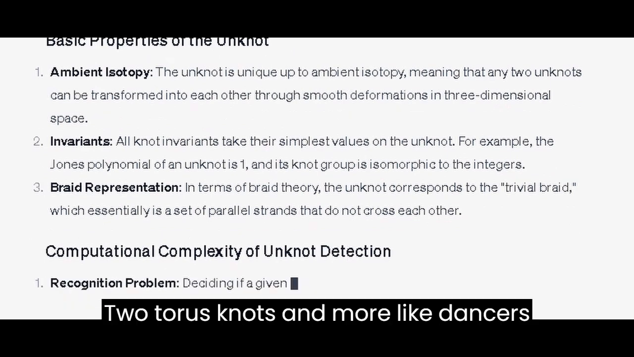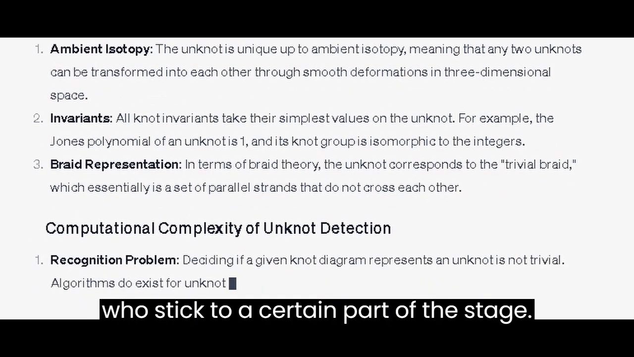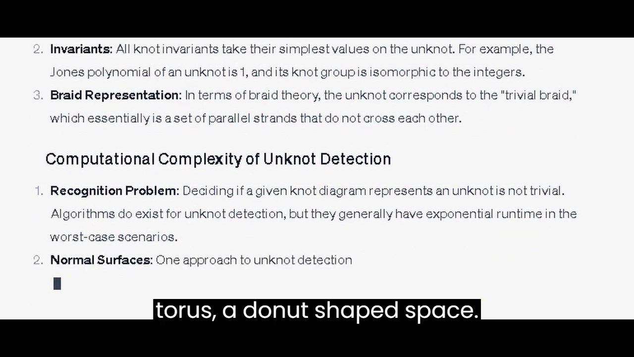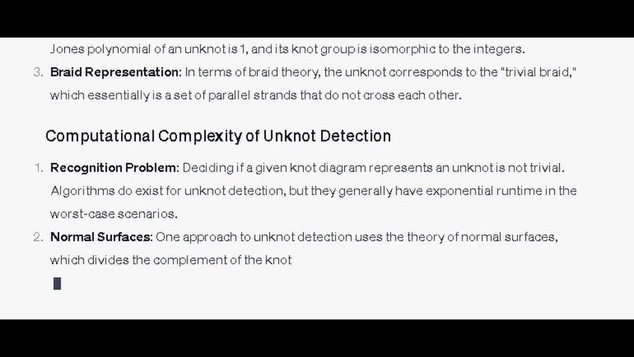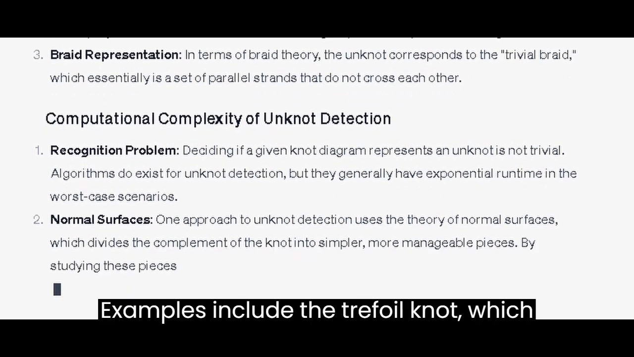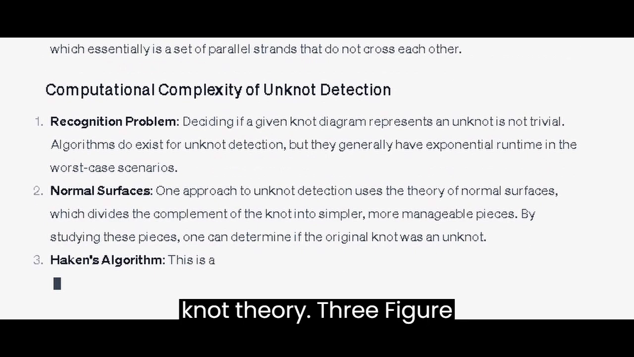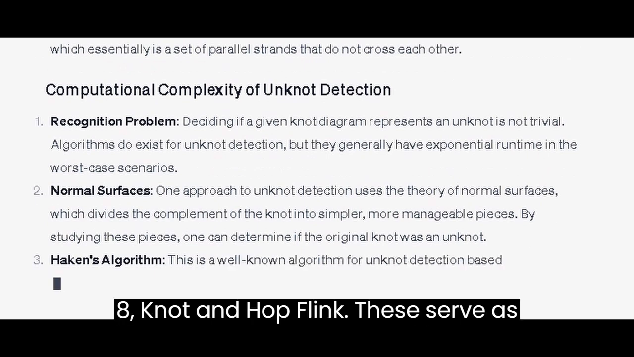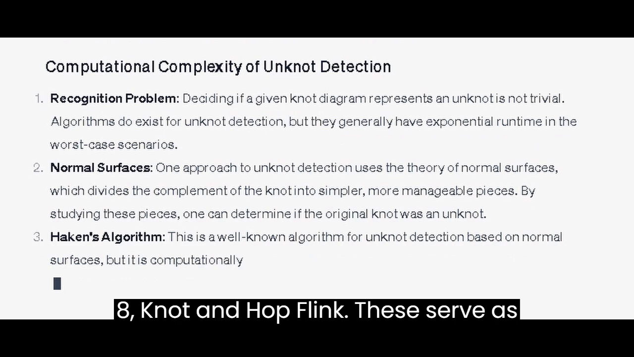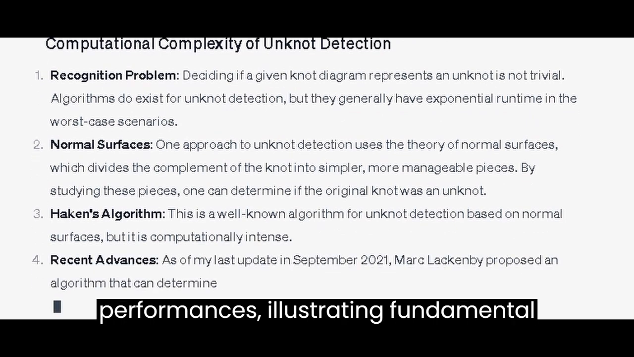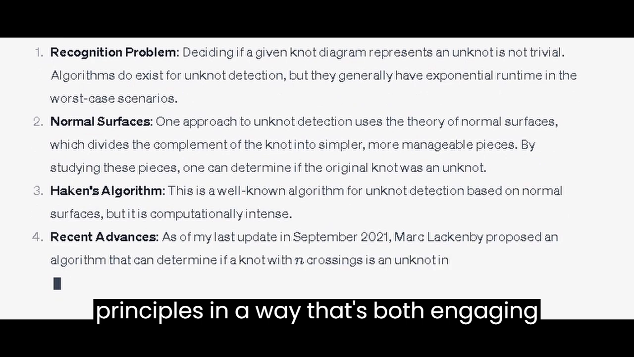2. Torus knots and more. Like dancers who stick to a certain part of the stage, torus knots reside on the surface of a torus, a donut-shaped space. Examples include the trefoil knot, which is akin to a basic waltz in the world of knot theory. 3. Figure-8 knot and Hopf link. These serve as the classic duets in many knot theory performances, illustrating fundamental principles in a way that's both engaging and illuminating.